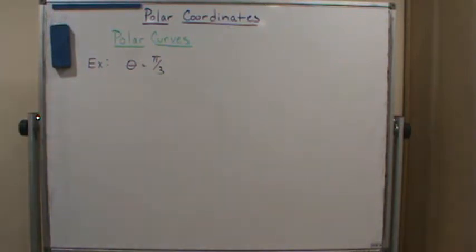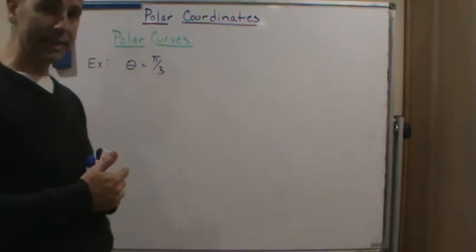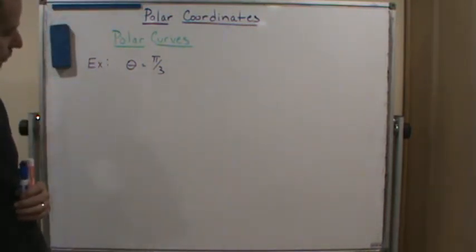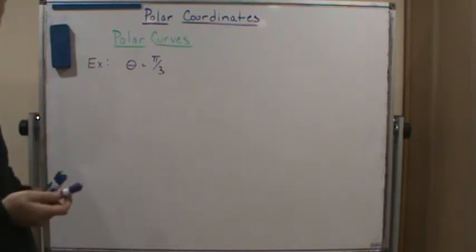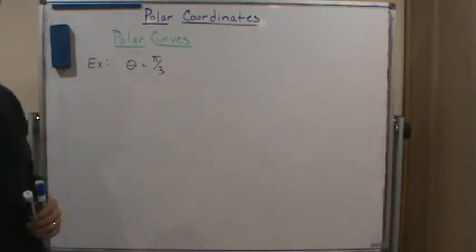So we can recognize certain things right away if we're paying attention. But let's change this to the rectangular coordinate system.